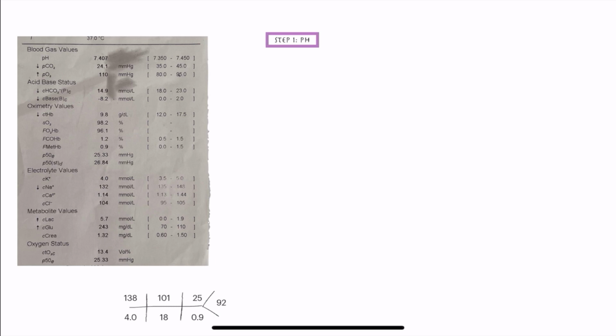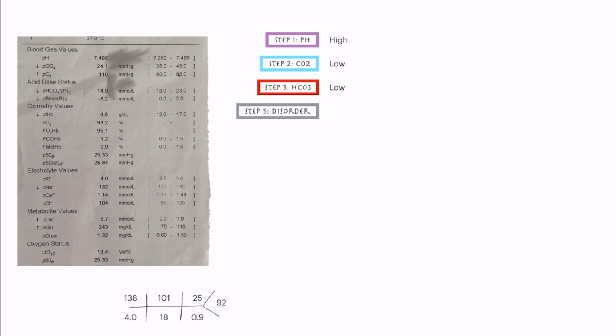So which side of 7.40 is our pH? This one's a little tricky. 7.407 by the letter of the law rounds up to 7.41, so we are on the high side. Our PCO2 is 24, it's low. Our bicarb on our fishbone down there is 18, it is low. So because we are within technically normal limits for our pH, we have a compensated respiratory alkalosis.